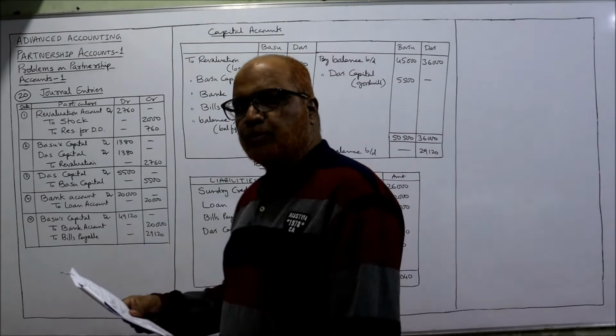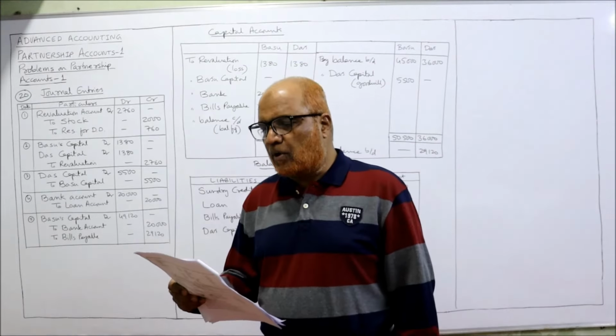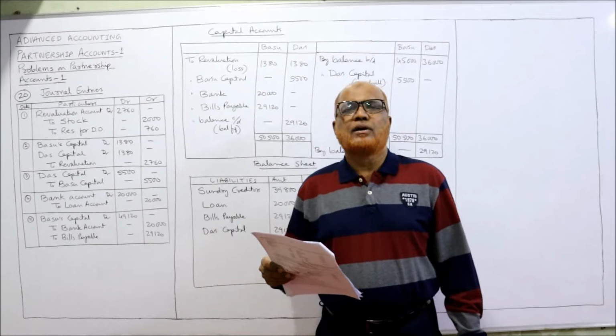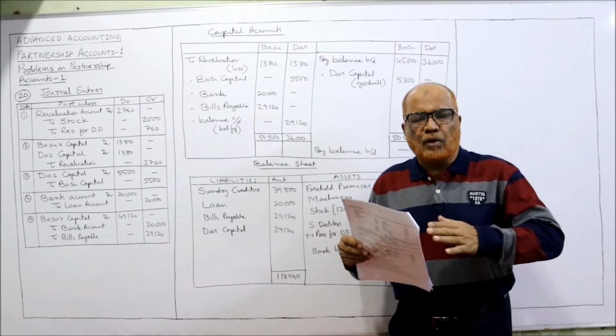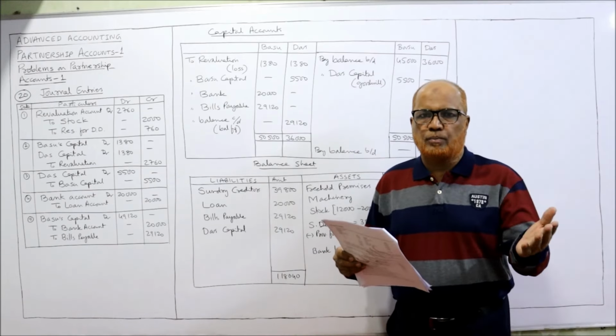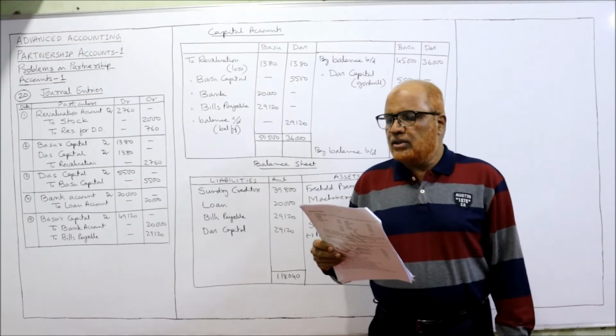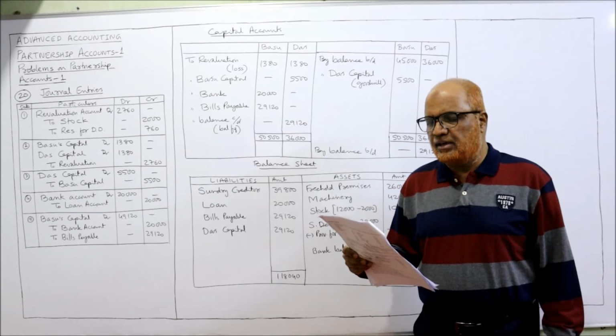Now, see the 20th problem. Basu and Das are partners sharing profits and losses equally. So only two partners are there, Basu and Das. And the profit sharing ratio is 1:1 equally. 50% to Basu, 50% to Das. On 30th June 2005, the balance sheet was as under: sundry creditors, liability.